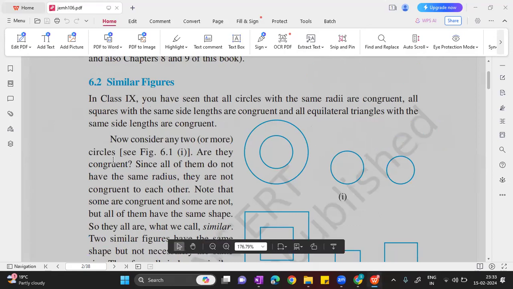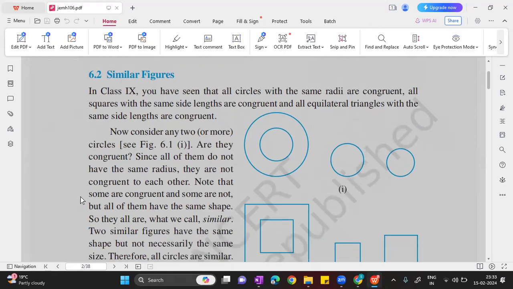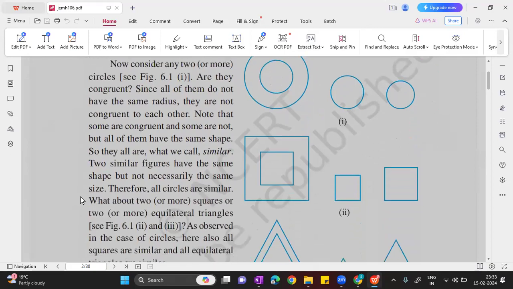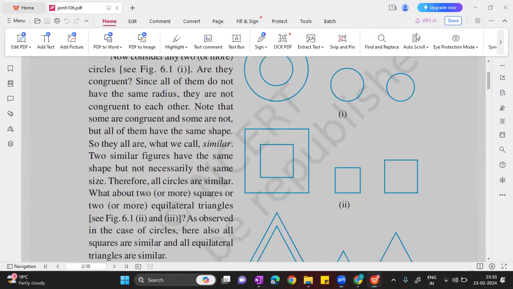Okay. Next, they have just discussed congruency and similarity. We will not go into the details. So let us read from here. Two similar figures have the same shape, but not necessarily the same size, right? Is this line very clear? Yes. Okay. Therefore, all circles are similar. See, this circle, this circle, this circle, this circle. Are they all similar? Yes. We do not have to worry about the size. They are all circles, so they are similar, right?